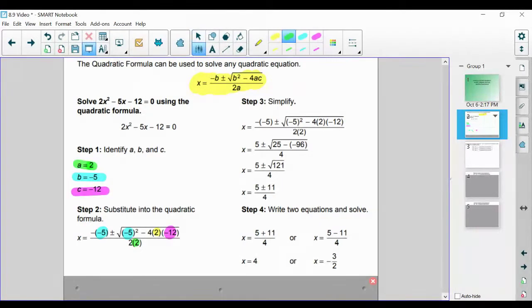I just realized I made a quick boo-boo when it came to highlighting. I apologize for that. 2 is a, not yellow. They should have been green.